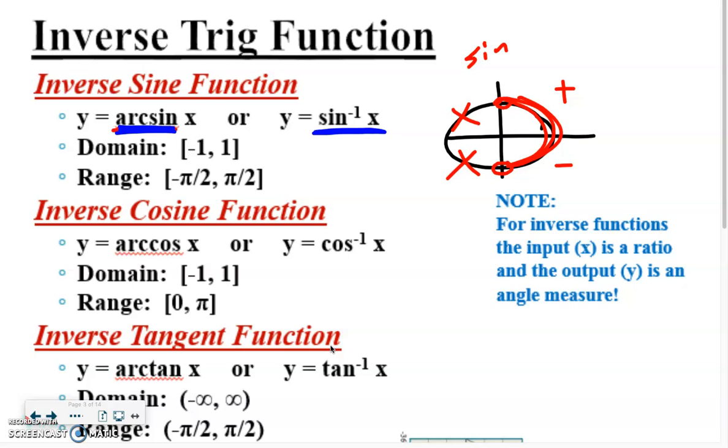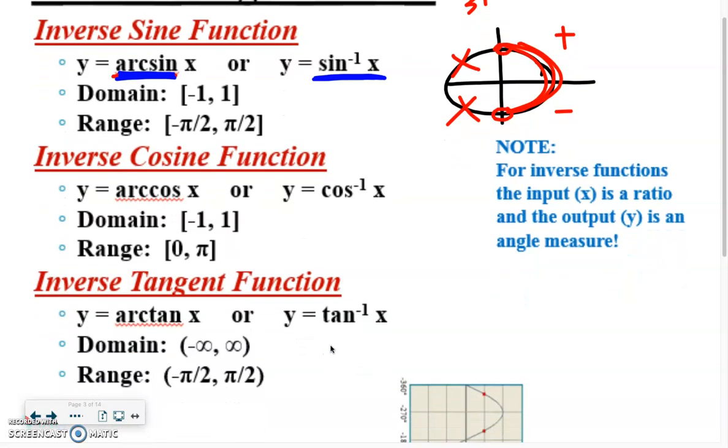But we're going to be able to do the same with cosine and tangent. Cosine is going to be a little bit different because if I try to use quadrants 1 and 4 for cosine, isn't cosine positive in both 1 and 4? So we can't do that. We're actually going to use 1 and 2 for cosine: positive in 1, negative in 2. Tangent is just like sine. We're going to use 1 and 4, positive in 1, negative in 4.